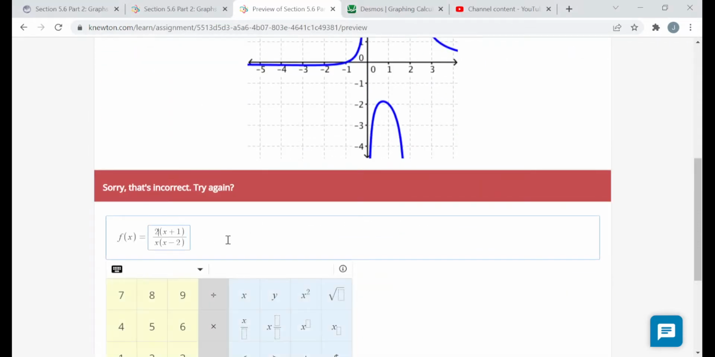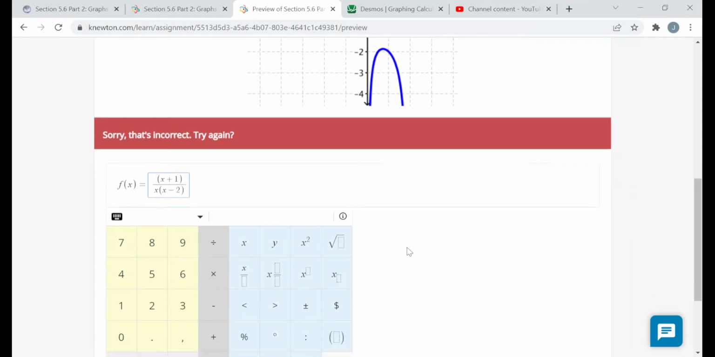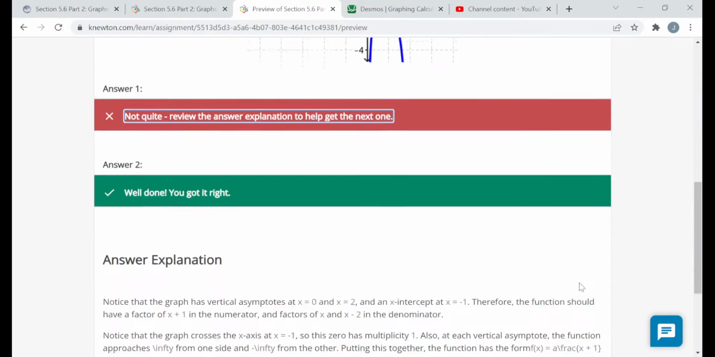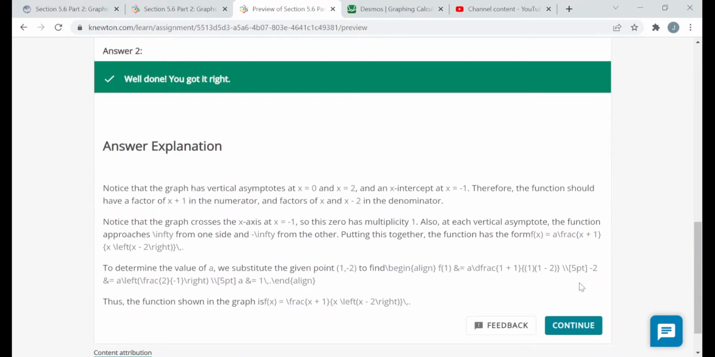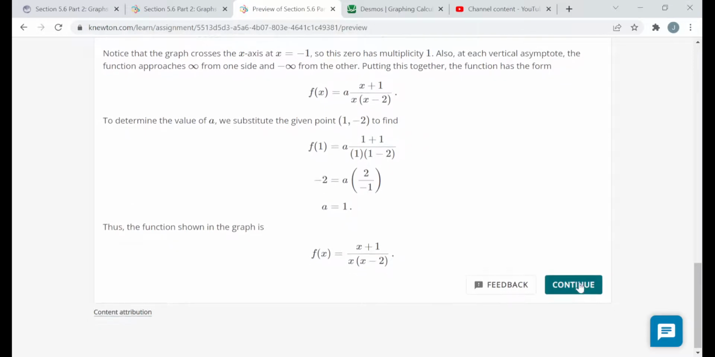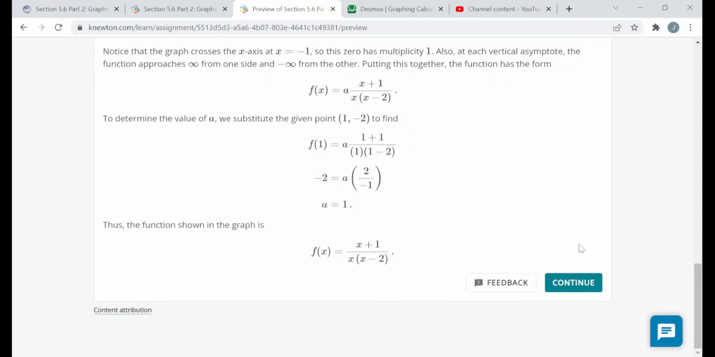So the value of a is just 1. So it should just be x plus 1 in the numerator and x times x minus 2 in the denominator. That, yes, that was correct. So I made a misstep in the calculation of a, and I do apologize for that. I didn't see that 1 plus 1 was 2. So just don't rush things, huh? Good lesson there. Check your work. Should have checked it on Desmos, but anyway.